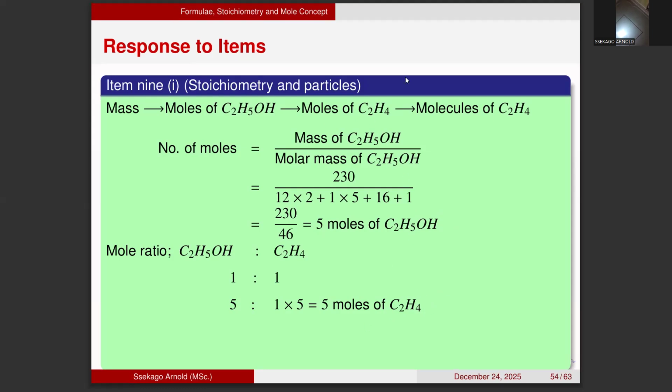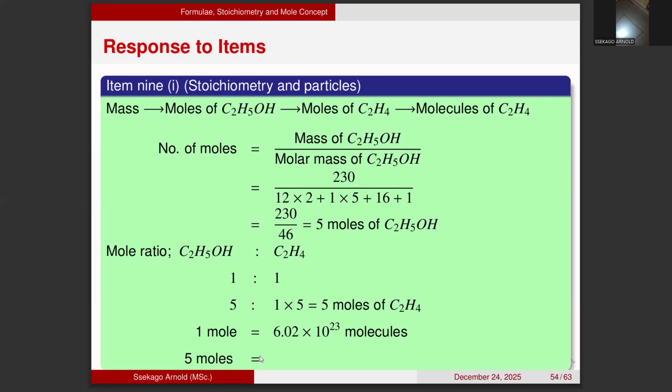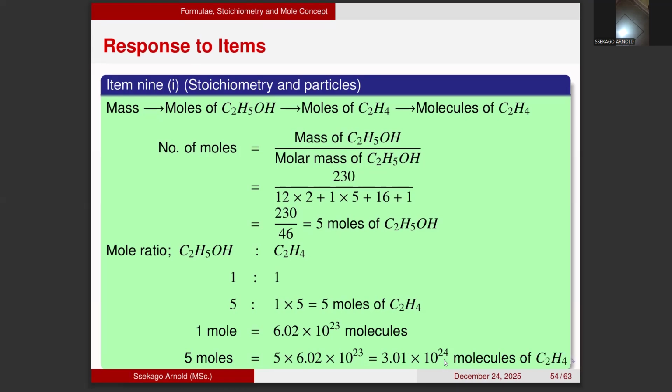Now we have them. So we convert the moles of ethylene to molecules of ethylene. What do we apply in that case? We apply Avogadro's relation. 1 mole is equal to 6.02 times 10 power 23 molecules. Then if 1 mole is equal to those molecules, what of 5 moles? 5 moles will equal 5 times 6.02 times 10 power 23 molecules. Calculating this, we obtain 3.01 times 10 power 25 molecules of ethylene. So this is item 9, Roman 1, approach 1.